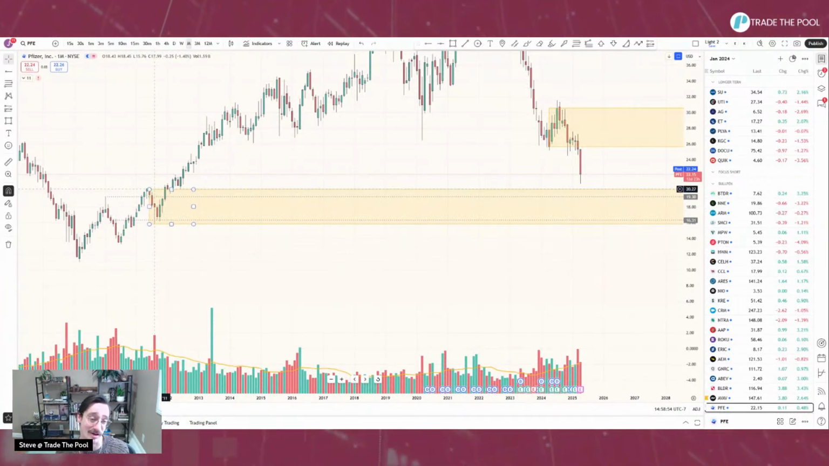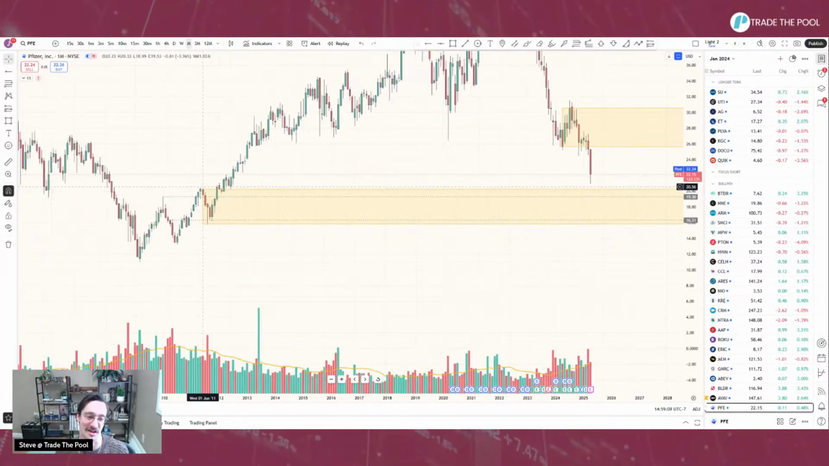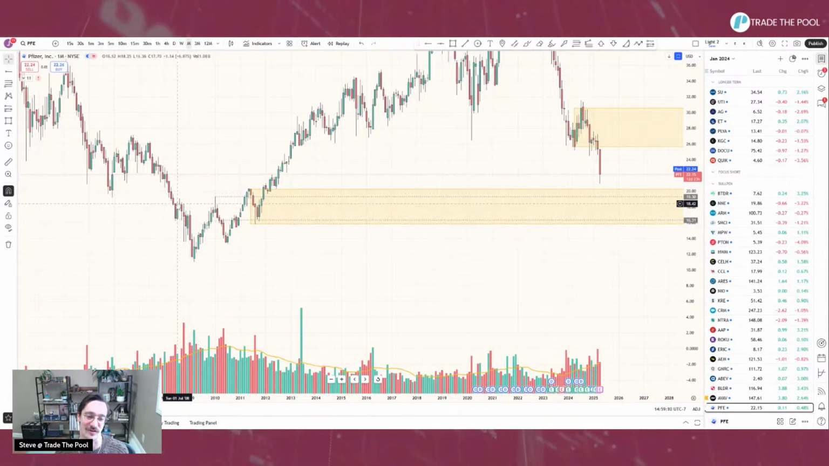You can call it $20 to keep it simple. And so for Pfizer here, I'd be watching the $20 level. I would be expecting the $20 level, and I would be keeping an eye on what it does there for a change of character. So, when we start seeing something like this on high volume where it comes down and then goes up.